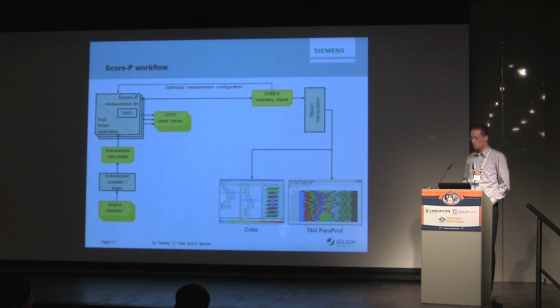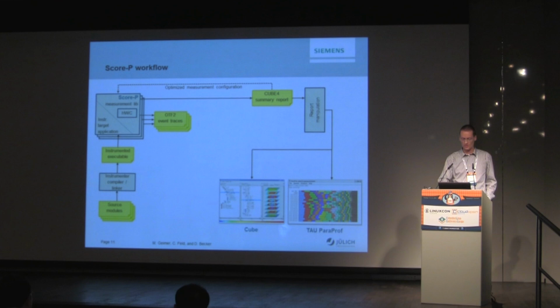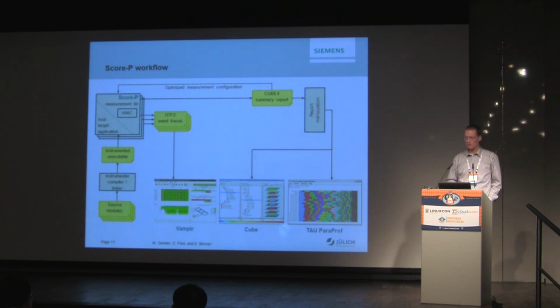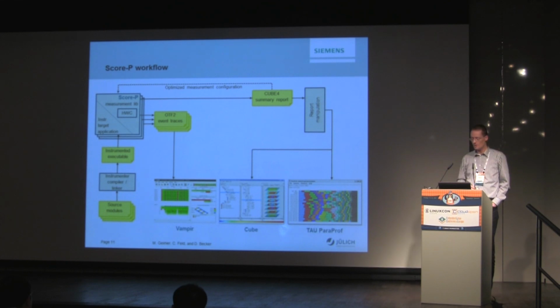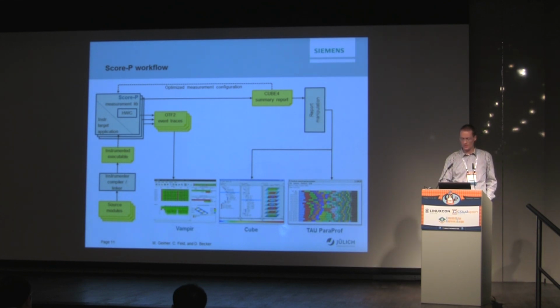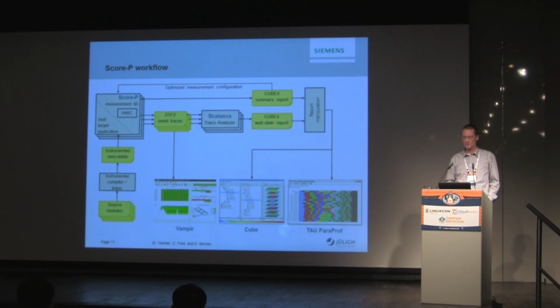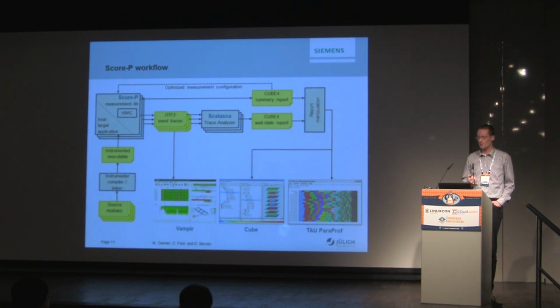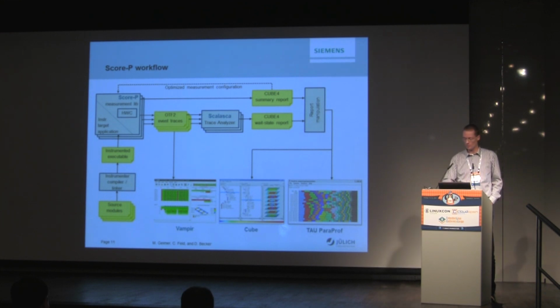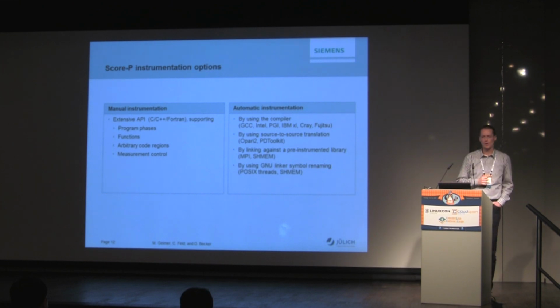And then you can go on to tracing, and our tracing format is called OTF2, which are written in parallel. You can look at them using a timeline view, using Vampire, a commercial tool, but you can also do a Scalasca trace analysis, which again generates a Cube4 profile, which is enriched with wait state information, and then you can look at this profile again with Cube or PowerPoint. So that's the basic workflow of Score-P.